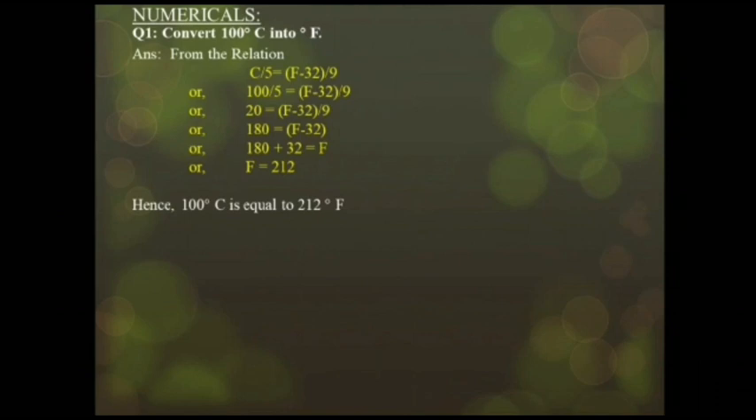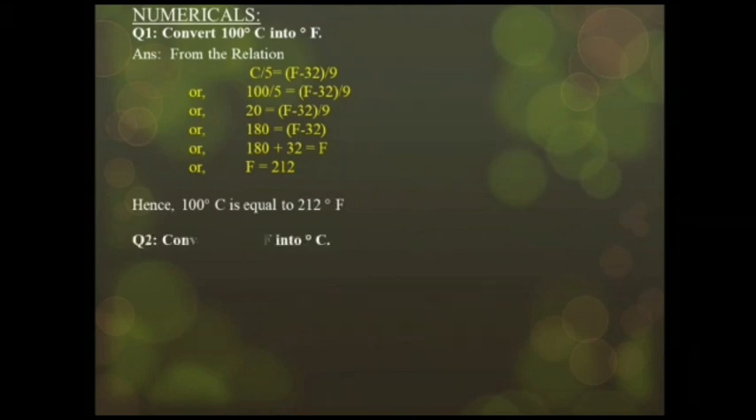Now 9 into 20, which is equal to 180, is equal to F minus 32. Now 180 plus 32 is equal to F. So the value of F here is 212. Hence 100 degree centigrade is equal to 212 degree Fahrenheit. I hope you all have understood this numerical properly.